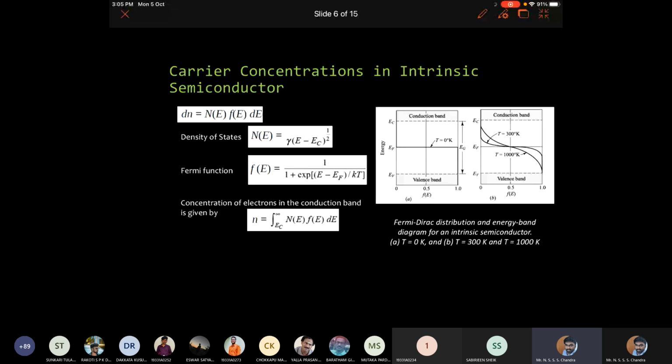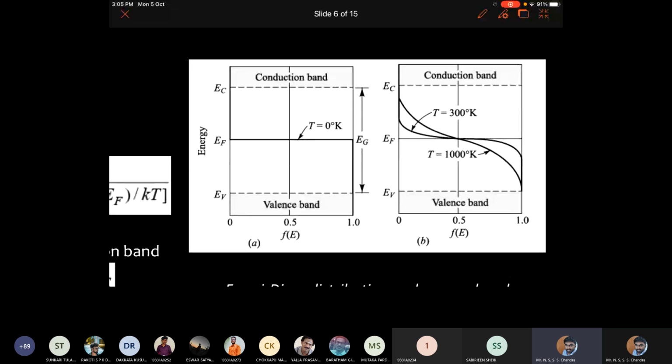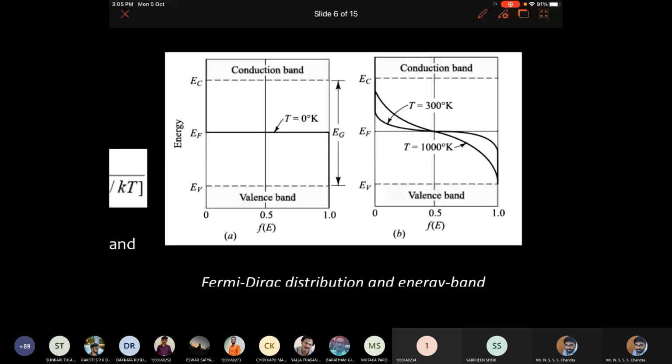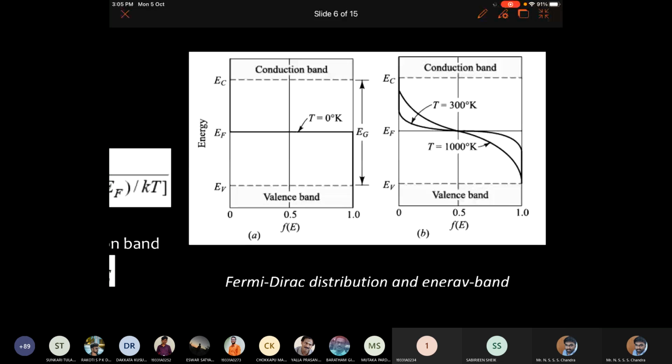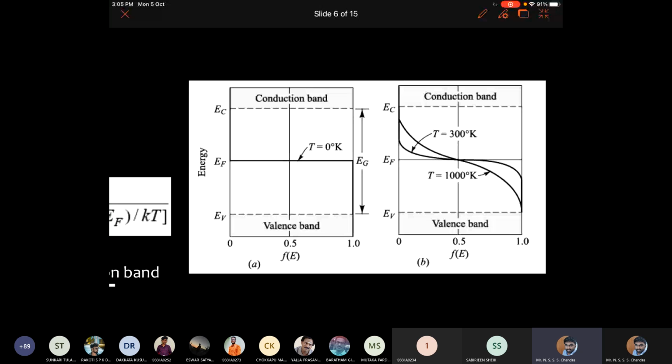Right. So this is the carrier concentration in an intrinsic semiconductor. It is given by this equation. This is the energy band diagram. I'm enlarging it. Are you able to see the enlarged diagram? So you have this Fermi Dirac distribution diagram and energy band diagram. On the x-axis, you can see 0, 0.5, 1, which is the probability of finding an electron, the Fermi Dirac function. On the y-axis, you have energy levels.